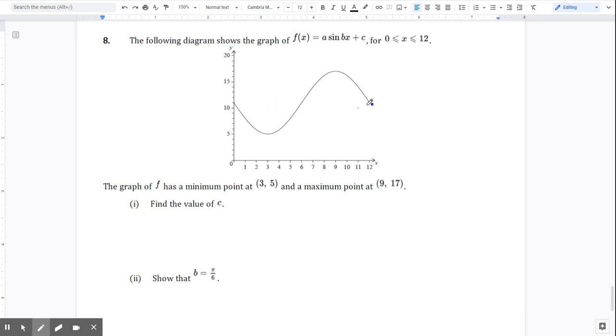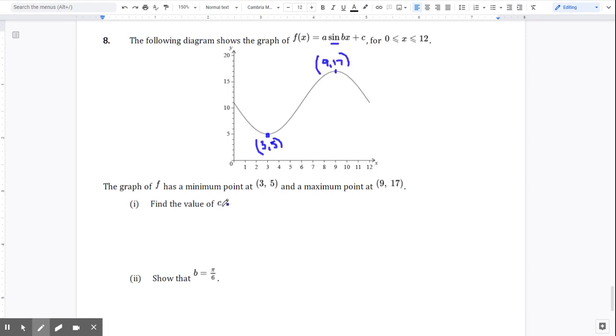And finally, number 8, our diagram shows the graph of a sine bx plus c. Again, kind of switching our numbers here. Usually that plus at the end is a d in the formulas that we've been using previously. So just make sure you're paying attention. They also tell us that x is measured between 0 and 12, again, inclusive. They give us a graph this time, though. The graph has a minimum point at 3.5. Go ahead and label that. And a maximum point at 9.17.